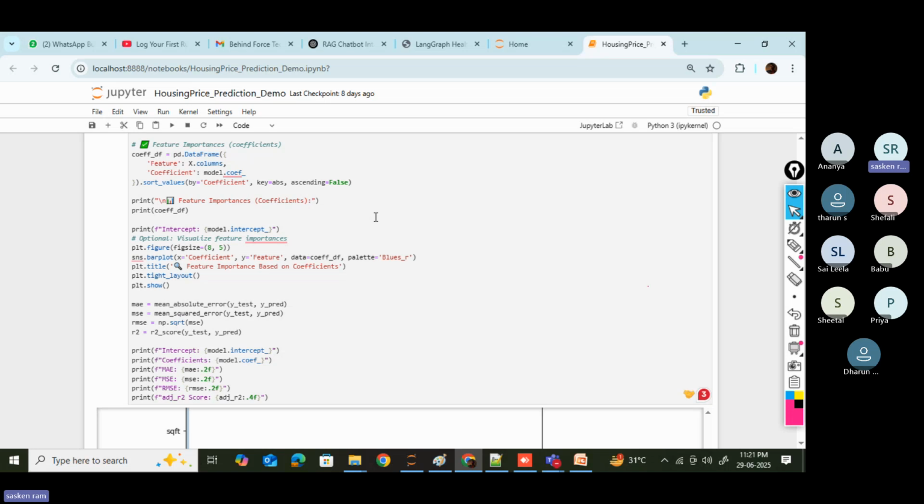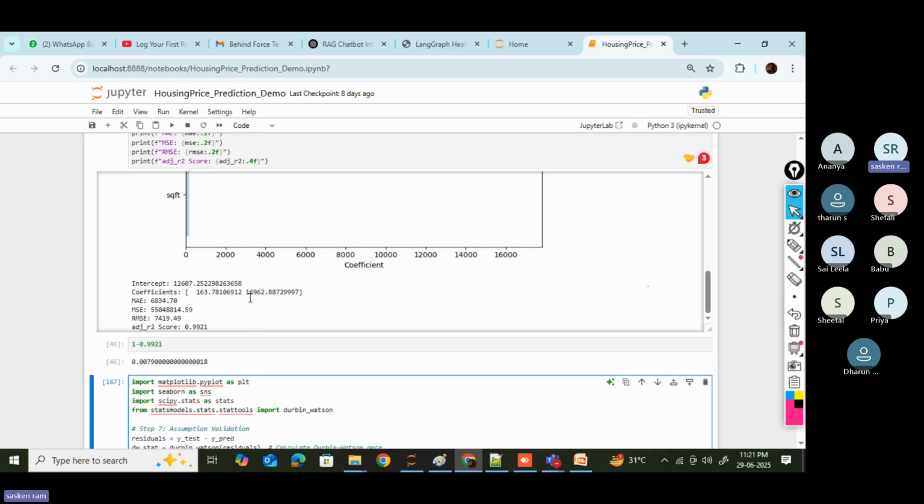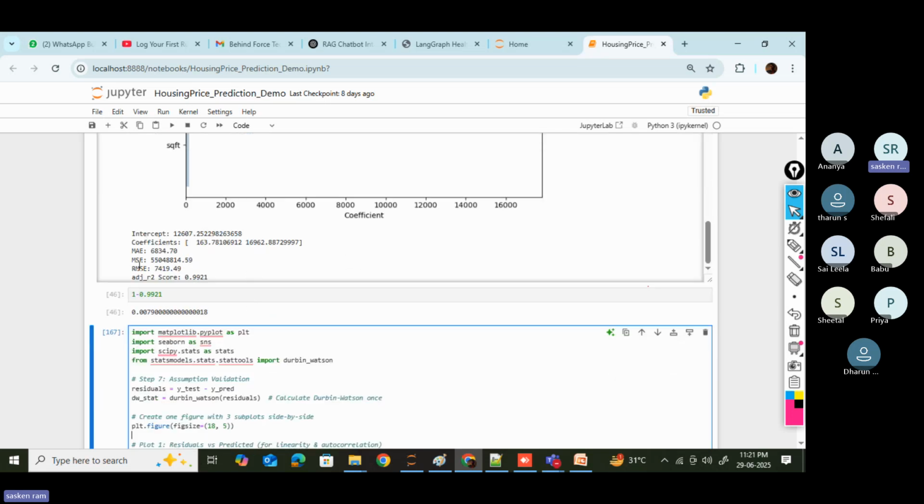Good question from Shufali. Satya, the mean squared error is a very big number, so how can I conclude whether the error is less or more here? Very good question. For that we use the root mean squared error. You take the square root of the mean squared error and you'll get 7418.